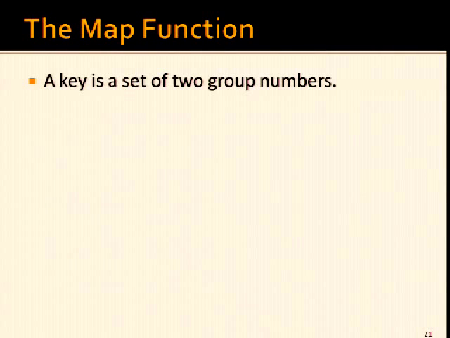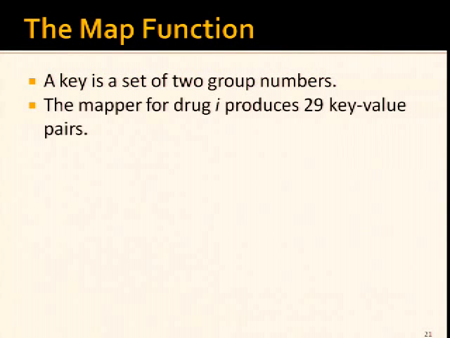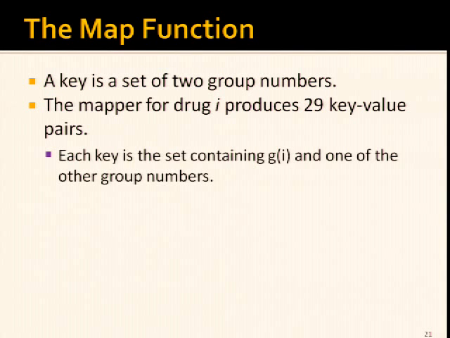Okay, now here's what the map function does. First of all, a key is now not a set of 2 drugs, but a set of 2 group numbers. Okay. So there are only actually 435 sets of 2 group numbers. That still lets you do 435-way parallelism. That's a lot. And now the mapper for drug I is going to produce 29 key value pairs.